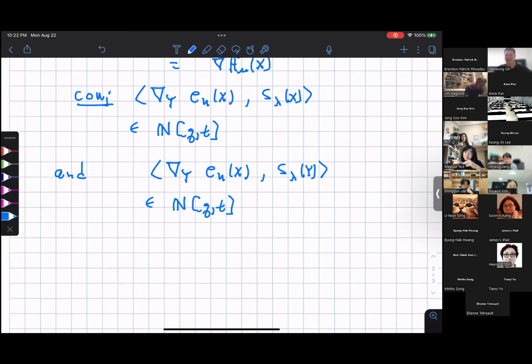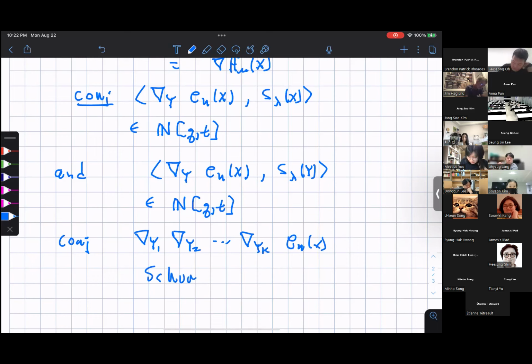And also you can iterate this. A more general thing is you can have k sets of variables applied to En of x, and then it's going to be Schur positive in all sets of variables. And we've done calculations in Maple and Sage that seemingly verify this.